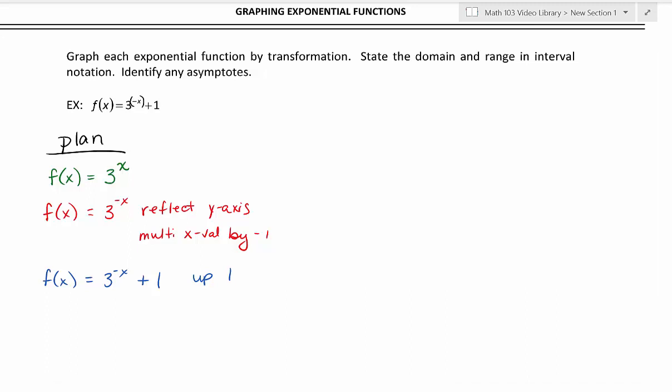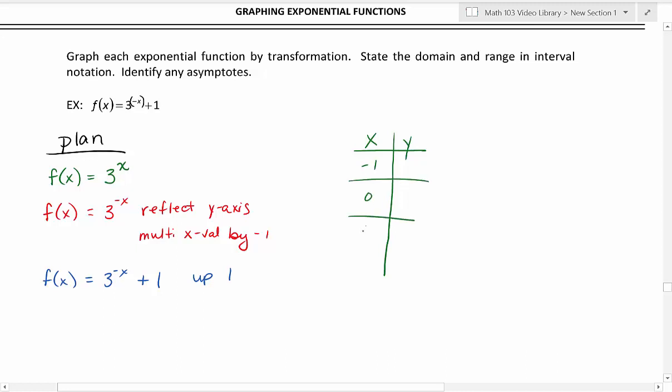All right, let's get some points for our parent function. We're going to do so by making an XY chart. We're going to use the x values of -1, 0, 1, and 2 again. 3 to the negative first, that's 1/3. 3 to the 0 is 1. 3 to the first is 3. And 3 squared is 9. So those are the points for our parent function.